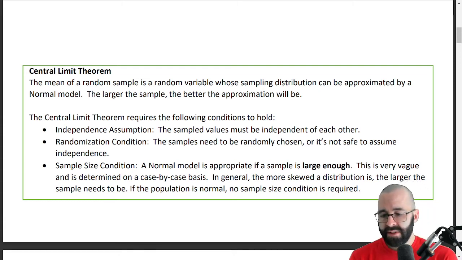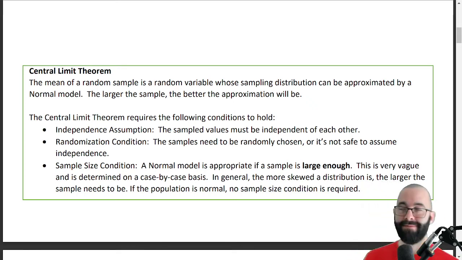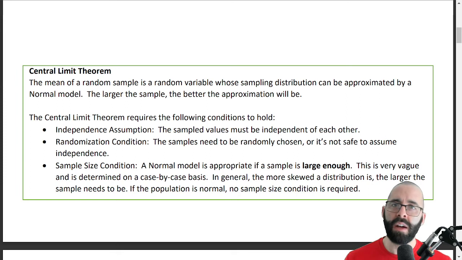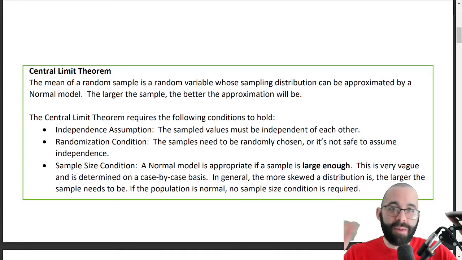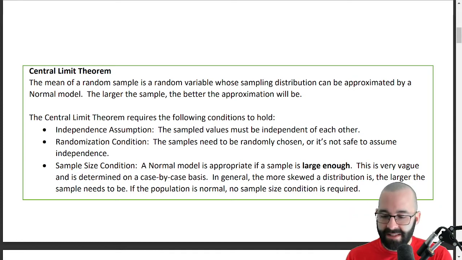The central limit theorem says the mean of a random sample is a random variable whose sampling distribution can be approximated by a normal model. Depending on who you are, that may or may not have made any sense whatsoever, because basically every single word in here is a full definition from something that we've talked about already in this class.